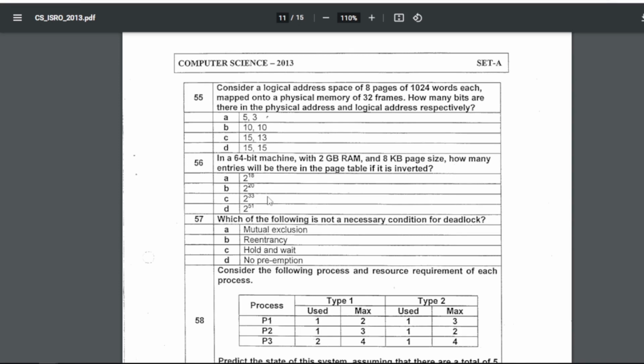and so there is less memory overhead. Now the next question is question number 57, that is, which of the following is not a necessary condition for deadlock? So it is asking about necessary conditions, so the answer will be re-entrancy, right? Because there are 4 necessary conditions for deadlock, that is mutual exclusion, no preemption, hold and wait, and circular wait. But here we have one more option, that is re-entrancy. So this will be the answer, which is not a necessary condition for deadlock.